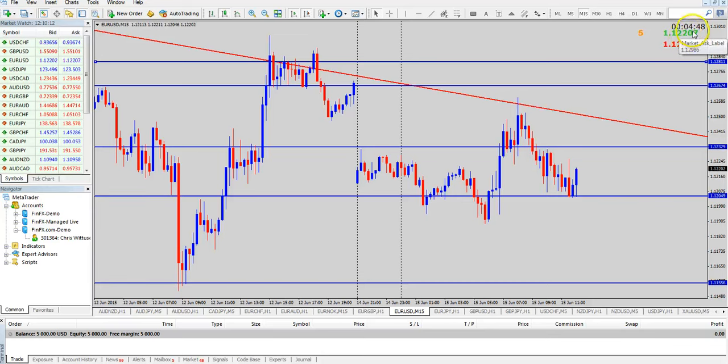One very important thing to have is this timer here. It tells you when the candle's going to close, and the biggest mistake you can do is take a trade while a candle is still being formed.